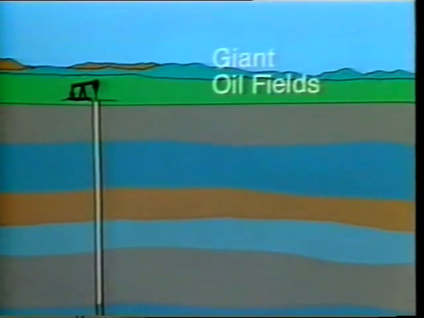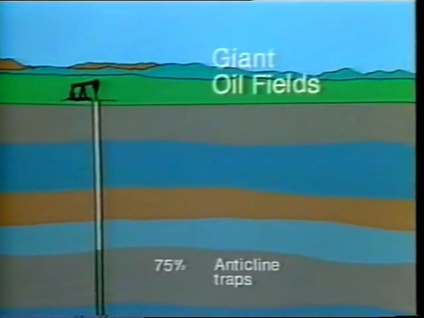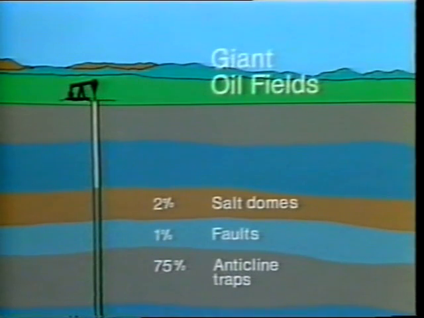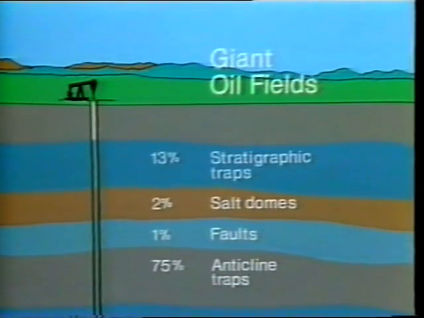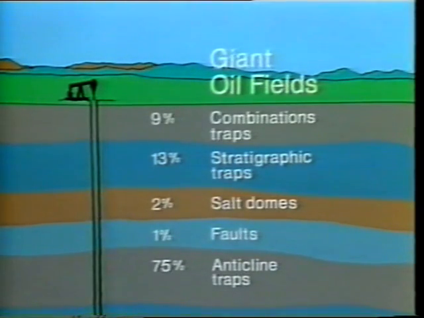Giant oil fields are defined as those with over 500 million barrels of recoverable reserves. Anticlinal traps contain 75% of the world's known oil reserves in giant fields, faults barely 1%, and traps associated with salt domes 2%. Only 13% of the world's known oil occurs in giant fields of a stratigraphic nature, and some 9% in combination traps.